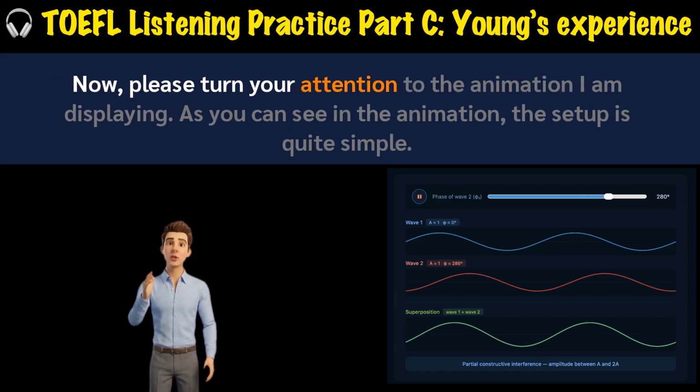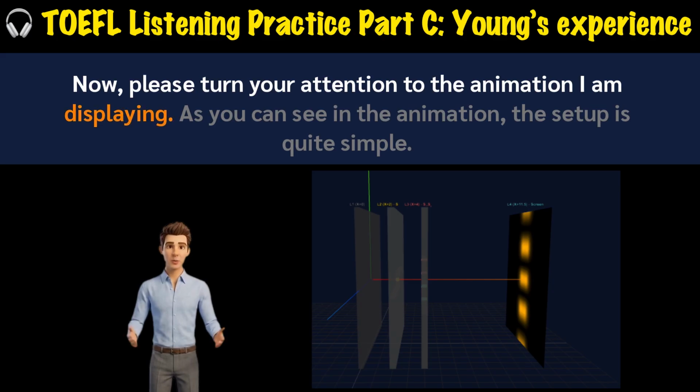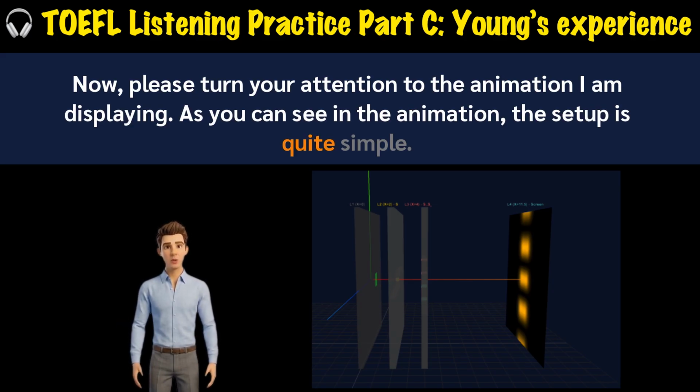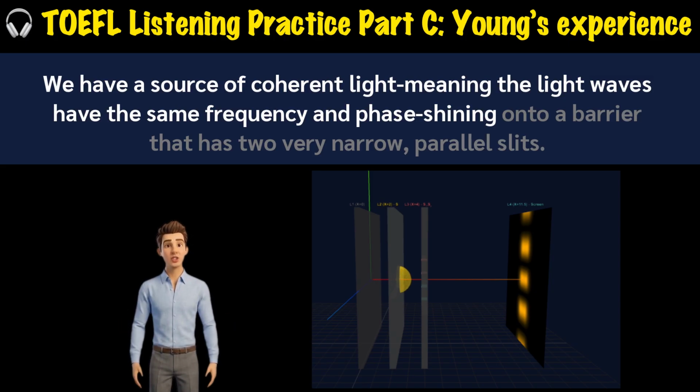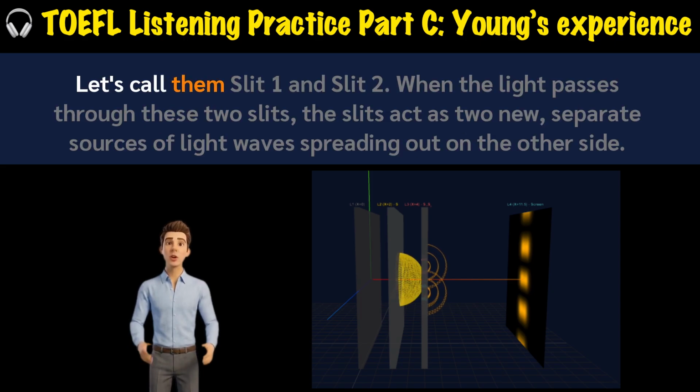Now, please turn your attention to the animation I am displaying. As you can see in the animation, the setup is quite simple. We have a source of coherent light, meaning the light waves have the same frequency and phase, shining onto a barrier that has two very narrow, parallel slits. Let's call them Slit 1 and Slit 2.